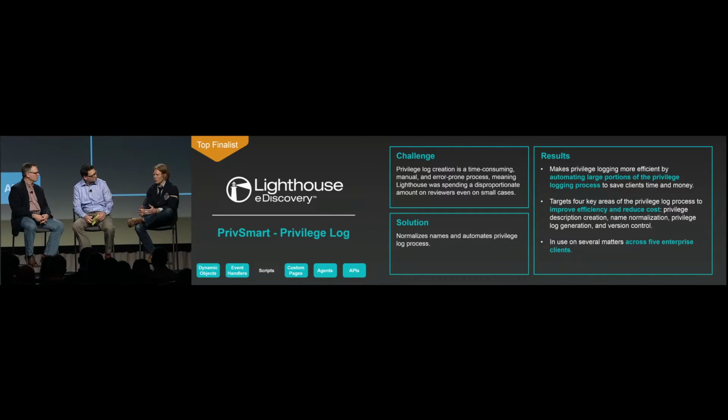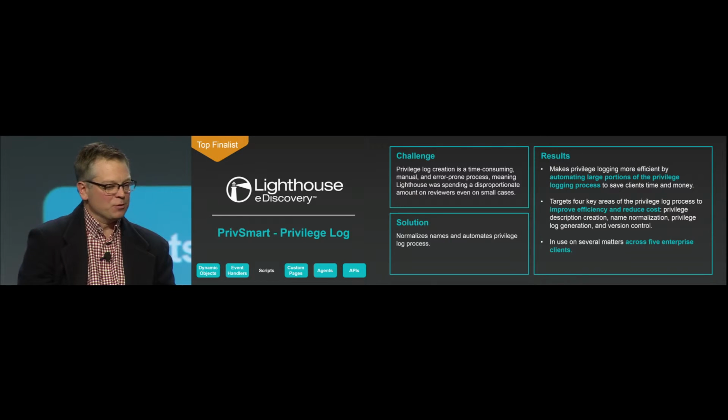So we have name normalization, we have reporting. What are some of the other elements of the solution? Sure. In addition to the names normalization, we have dynamic privilege review layouts so that your review team is actually building your privilege log as they go through.